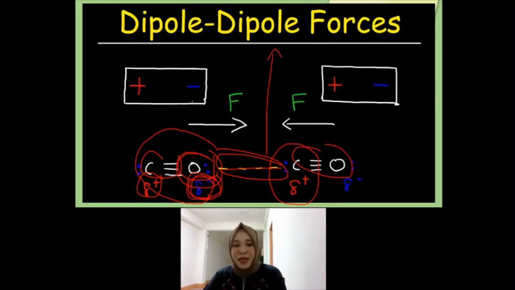Now remember, in chemistry, opposites attract. A negative will always be attracted to a positively charged particle or atom or part of an atom, and vice versa. So it cannot be positive to positive or negative to negative.